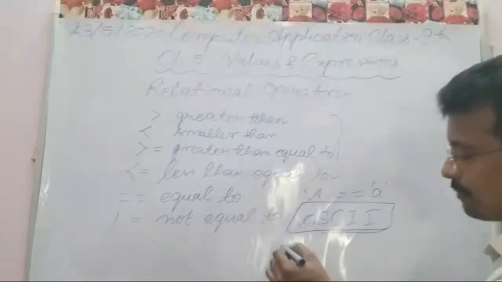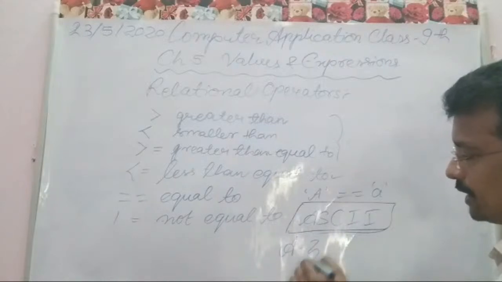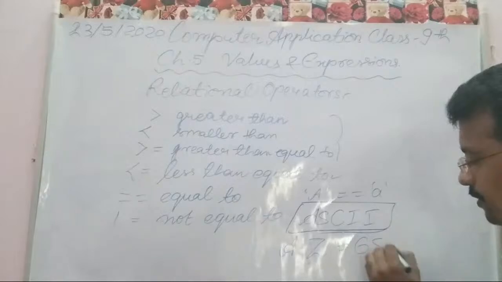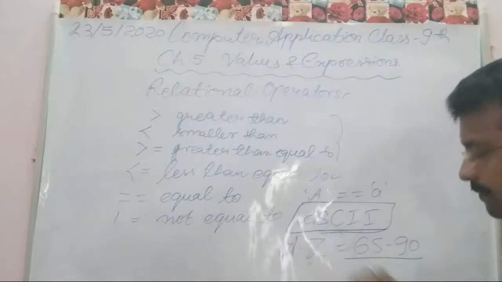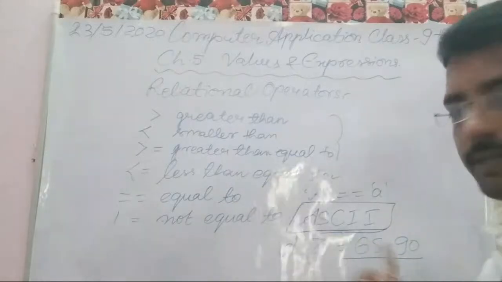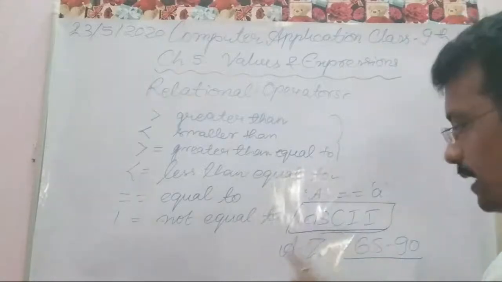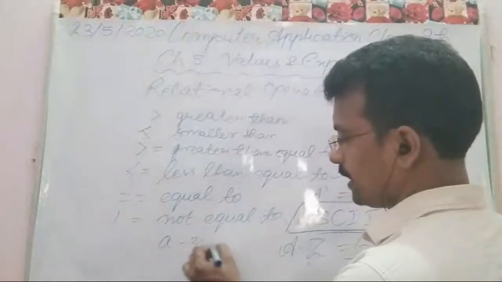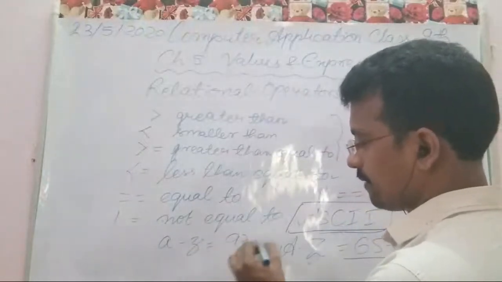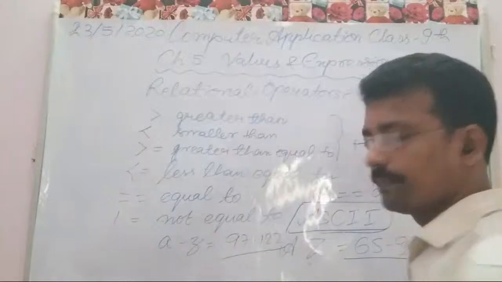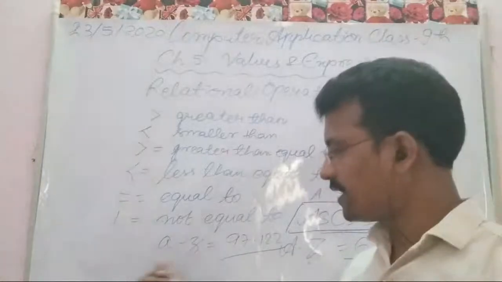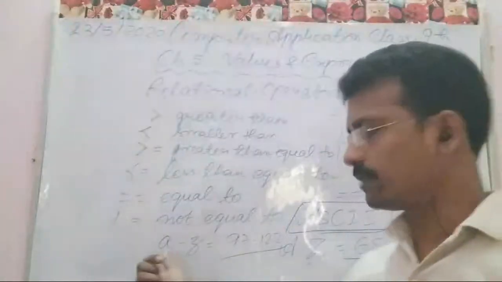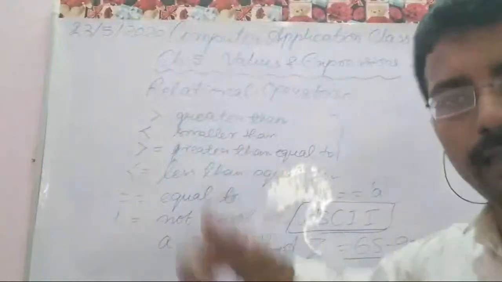Suppose you are using capital A to capital Z. This contains 65 to 90. A is 65, B is 66, C is 67, like that. And when you are using small a to small z, it is from 97 to 122. Small a is 97, small b is 98, small c is 99, like that.